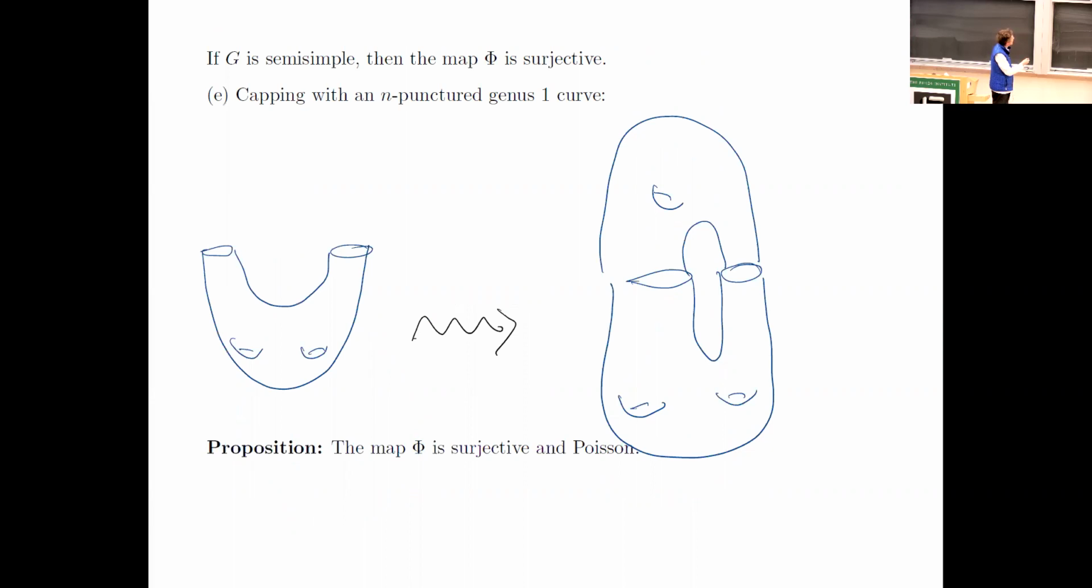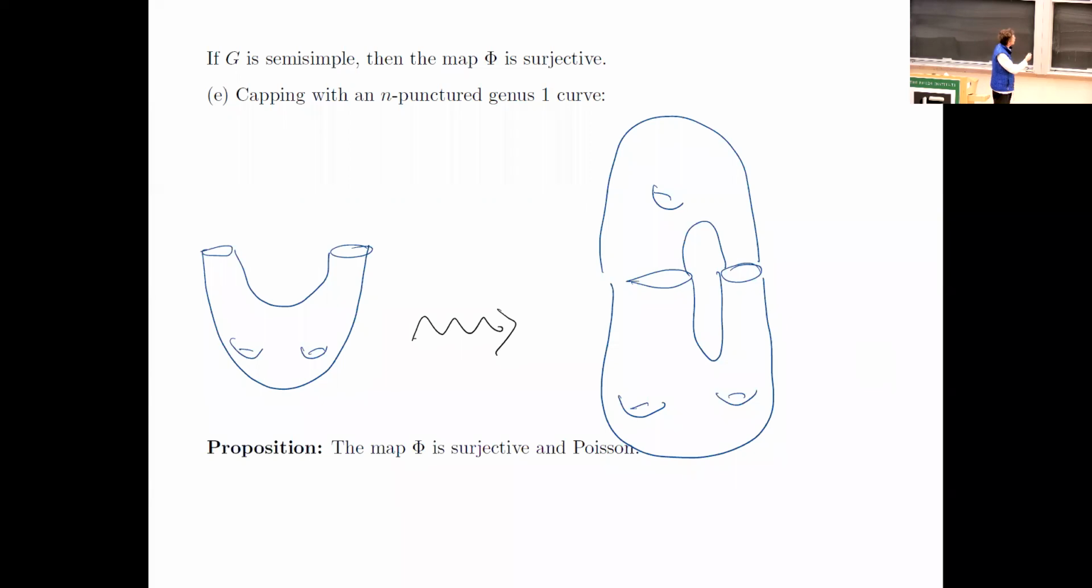This is not necessarily the case if G isn't semi-simple, because in order to glue something to the once punctured torus, you end up with something that has to be in the commutator subgroup. And a semi-simple group is a group where G is equal to its commutator subgroup. That is not the case if the group is not semi-simple. And so you might not get that this map is surjective in that case.